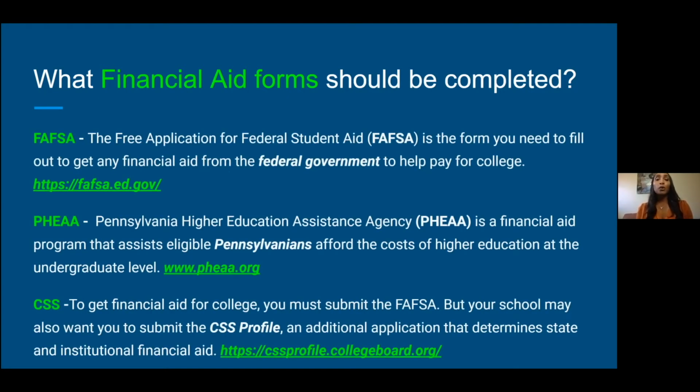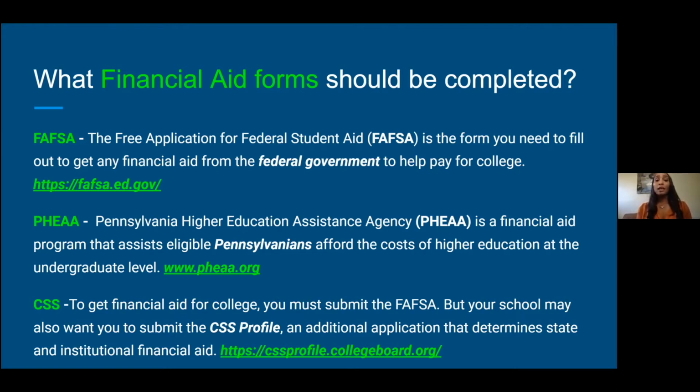So what financial aid form should be completed? The very first form you should complete as a senior in high school is the FAFSA. That is the free application for federal student aid. Once again, I will say free because that's very important. You do not have to pay anything to complete this document. This is what you need to fill out to get any type of financial aid from the federal government to help you pay for college. Where do you find this form? You want to make sure you go to FAFSA.ed.gov. That is the proper website to go to access this form.